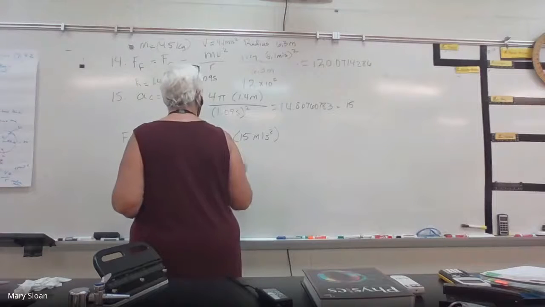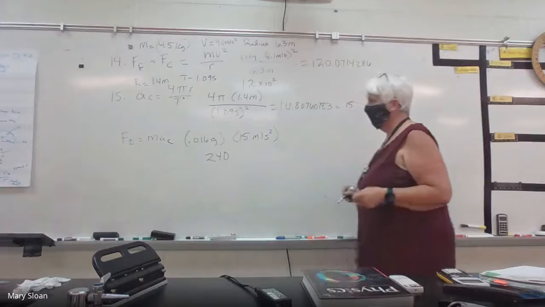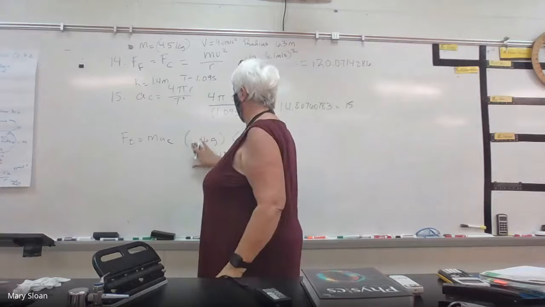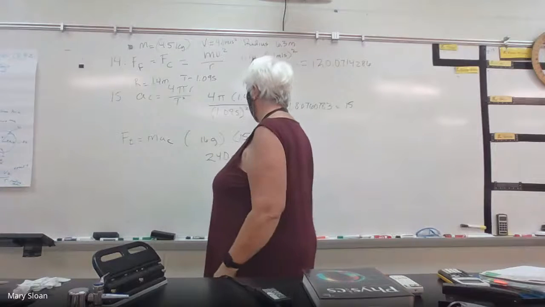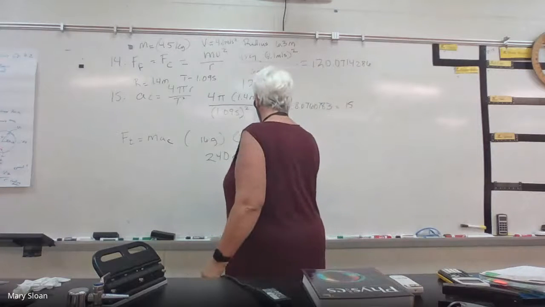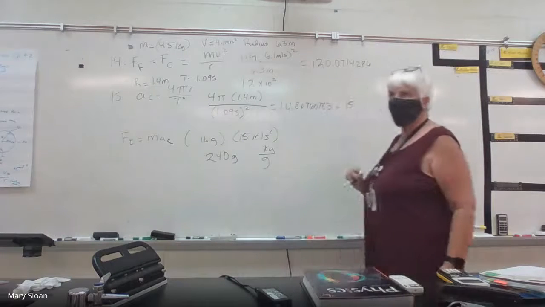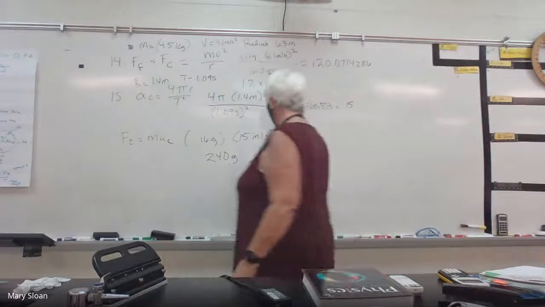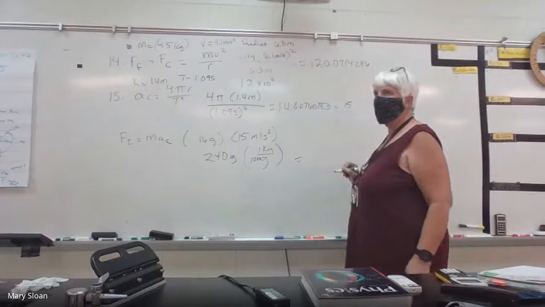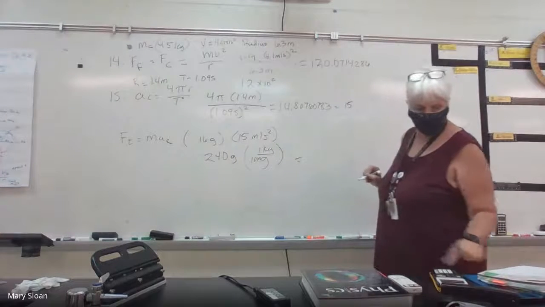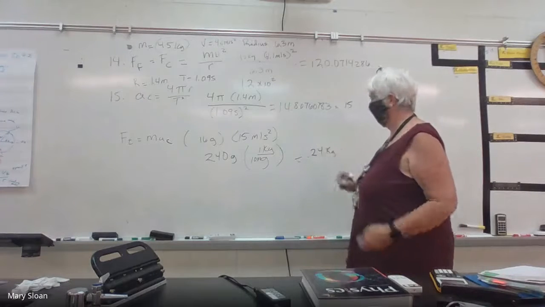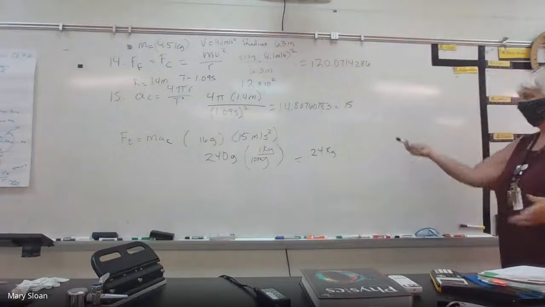So if we did it this way, you got 240 grams, right? If I want to change that to kilograms, how do I do that? Grams are on the bottom, kilograms are on the top. 1,000 grams in 1 kilogram. Yeah, that sounds good. So then we get what? Use your calculator. 0.24 kilograms.